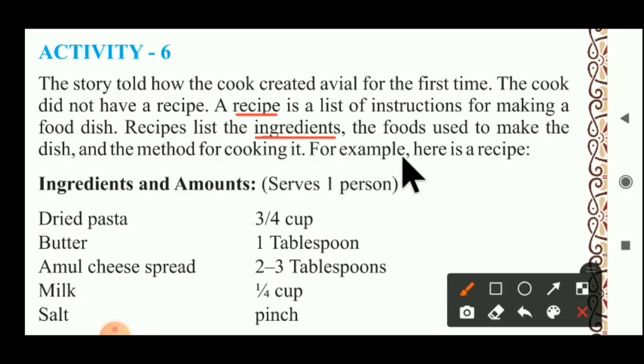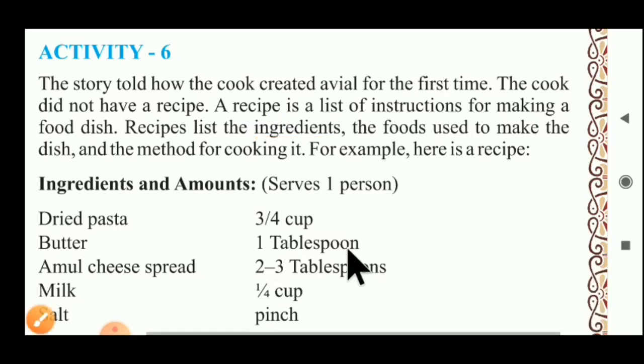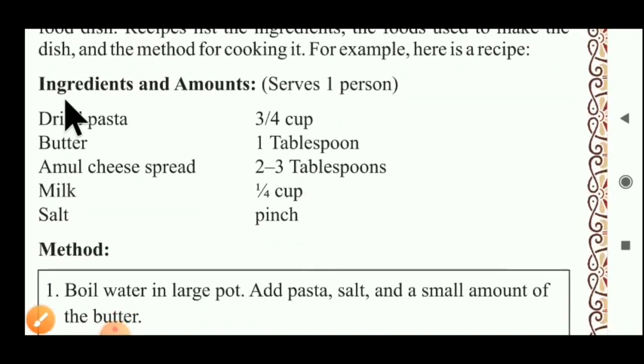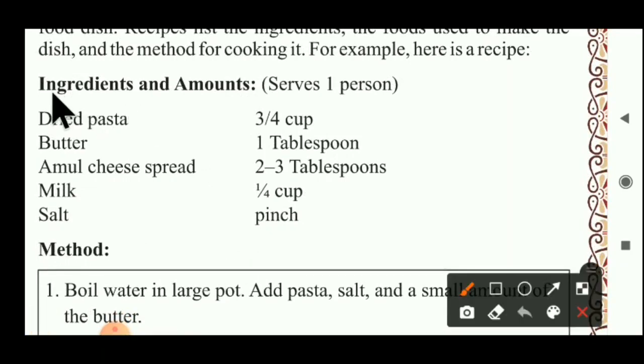For example, here is a recipe. For your understanding, one recipe is given here. We have to understand about that recipe. Here ingredients and amounts are given. Ingredients means which types of things we require to make that dish, and the amount of those things is given here. Serves one person. Here the dish is prepared for only one person. For only one person, which things and how much are required, all the things are given here.